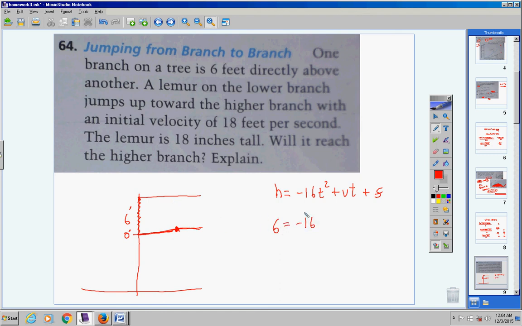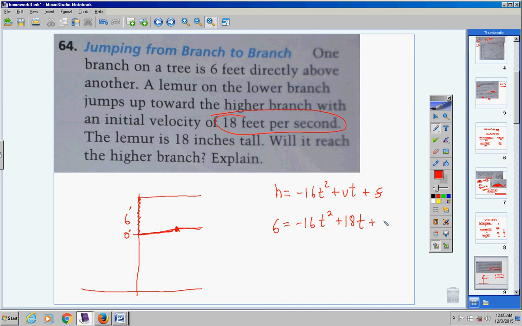Alright. The question is, will it reach the higher branch? Well, the only way to know is to solve it and see if we get an answer. Now your velocity is going upward. Now remember, if it would have said the lemur threw himself down, then you would put a negative velocity. Okay, you put a negative number right here. But it says he jumped up. That's positive 18. Because his velocity is 18 feet per second.